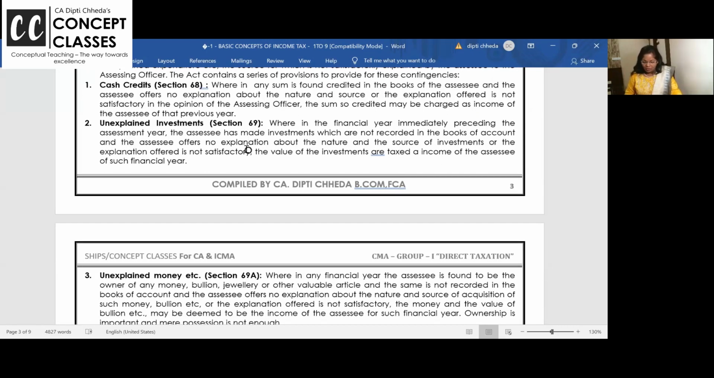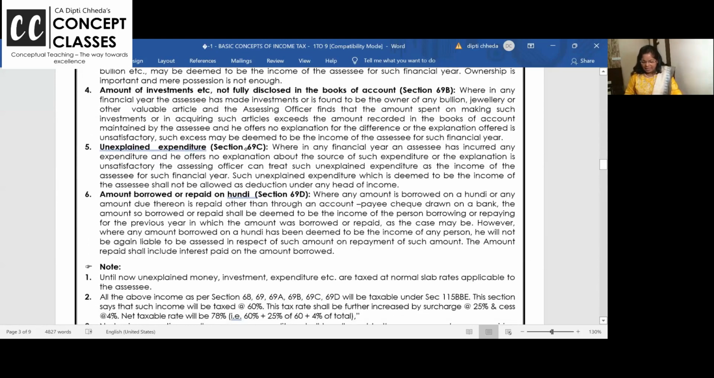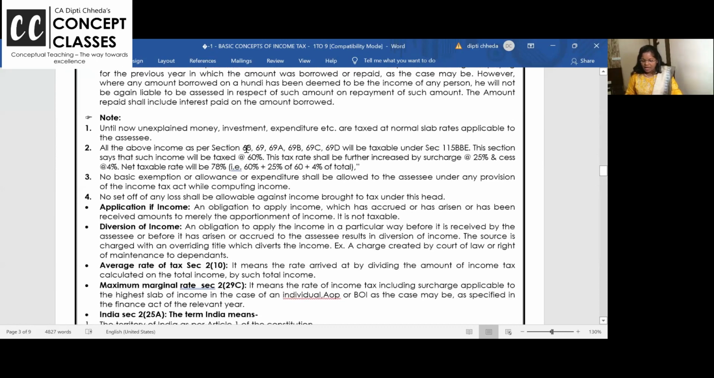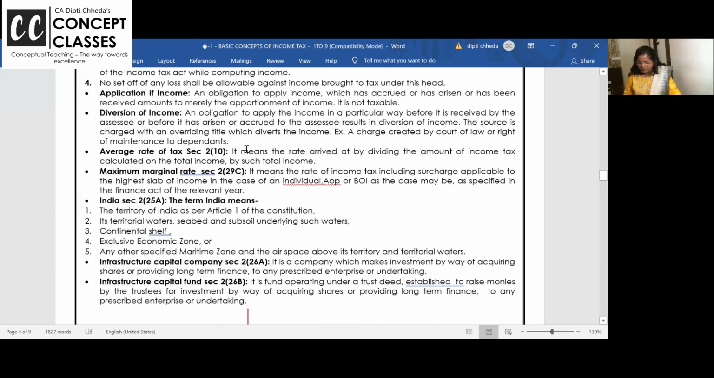So we talk about all this. Unexplained money, unexplained investment. If there is a rate, if it is found, at what rate is it taxable and all. I will tell you in the next class. Okay? And some more theory also we'll do.